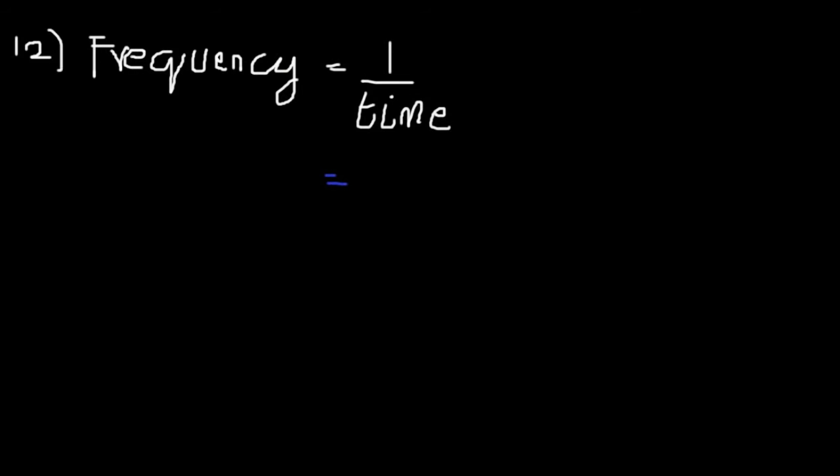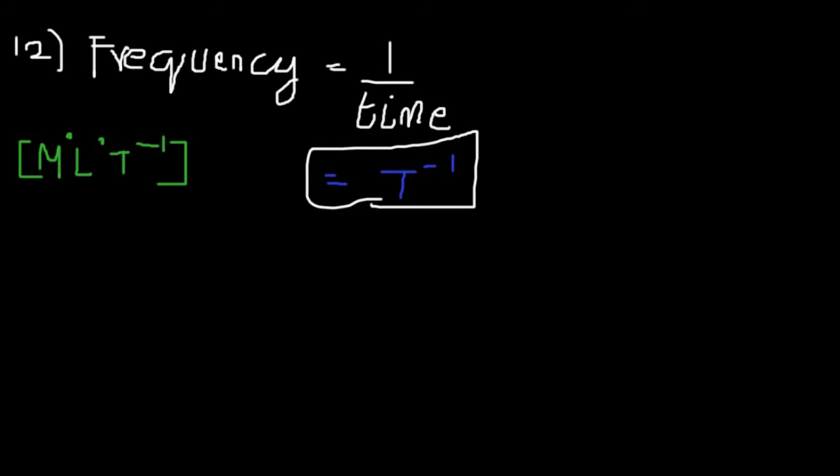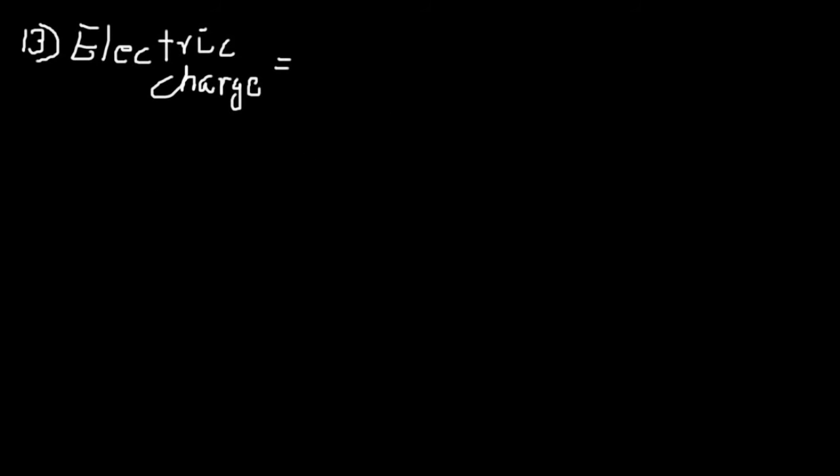So it can be represented as we have discussed earlier. If t power 1 is here and it goes to the numerator, the power positive will become negative and the resultant will be t power minus 1. So t power minus 1 is the dimensional formula for frequency. If you write it in the MLT form, you would get M power 0 L power 0 T power minus 1.